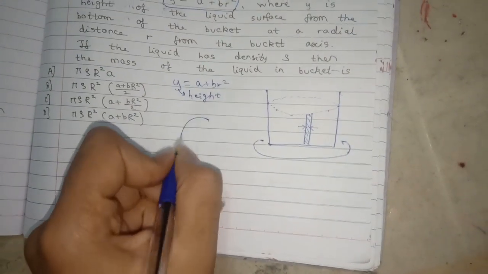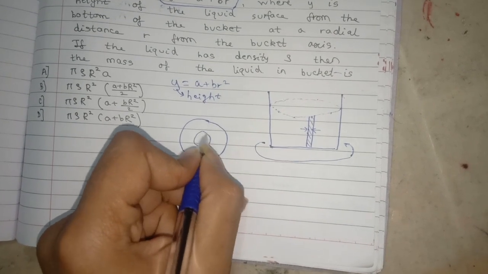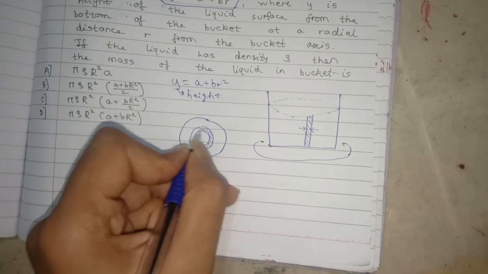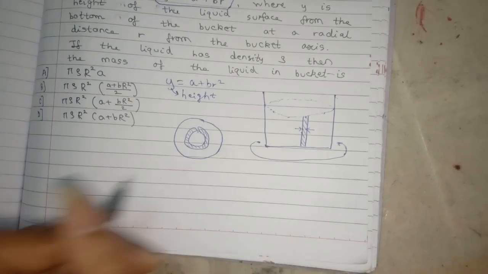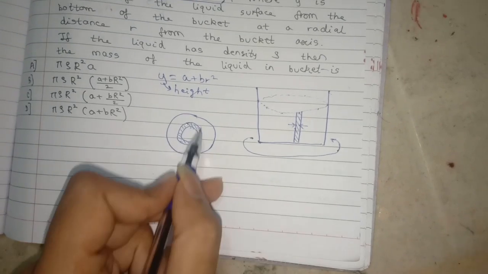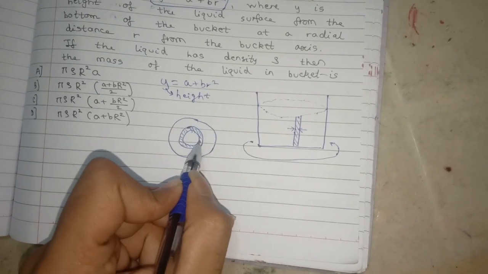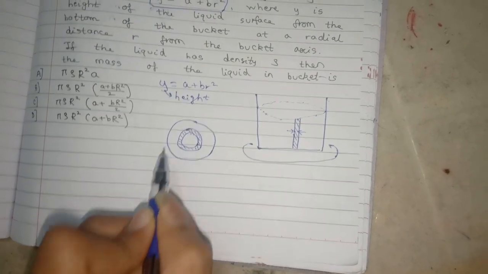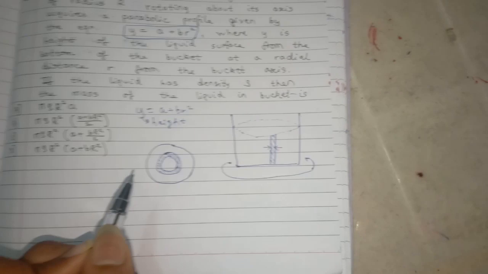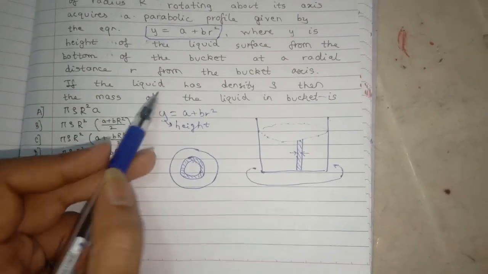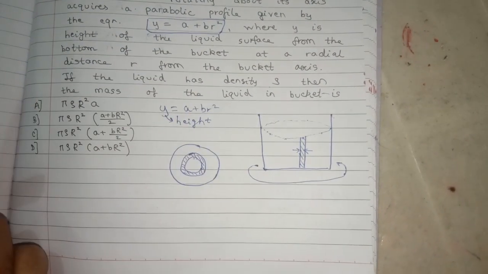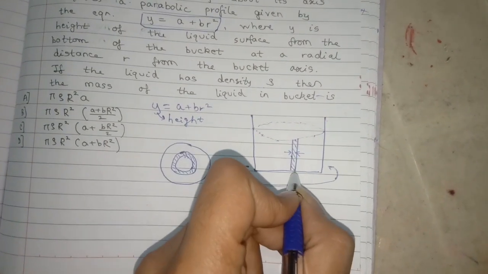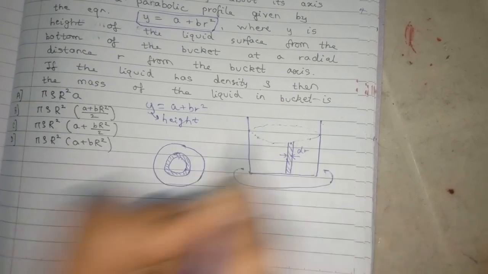Now I will draw a top view to understand better. If this is a bucket and I consider a strip, and the bucket is rotating, so the water inside it will form a vortex. If we consider a strip, it will cover the whole area. So if I integrate it with the radius as well as height, I will get the whole volume. And as we know, with density rho and volume, we can find mass, that is equal to density into volume.